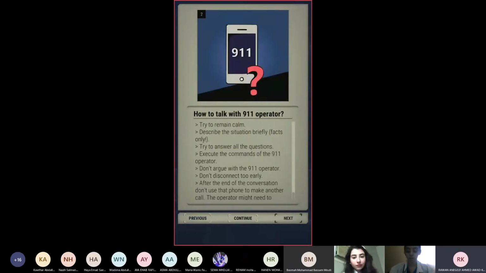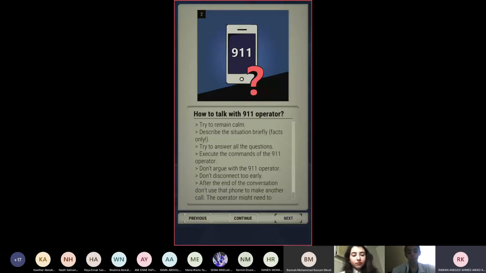How to talk with a 998 operator. First thing, you should be calm. Try to be calm. Don't panic. Don't be stressed. Answer all the questions properly, briefly, and with facts. Don't try to argue with the 998 operator. Don't call them if you don't have a real emergency situation.